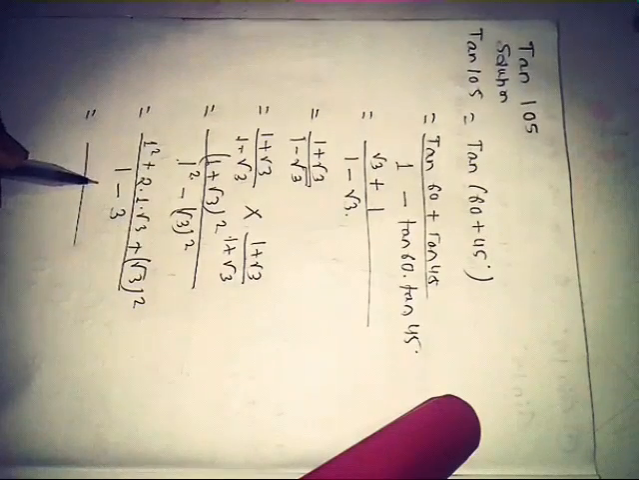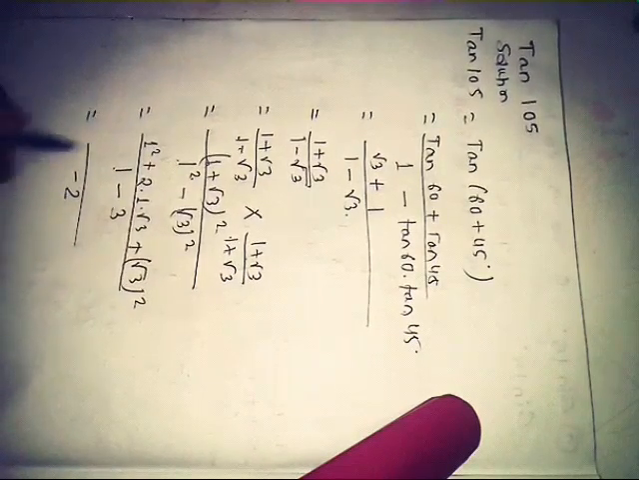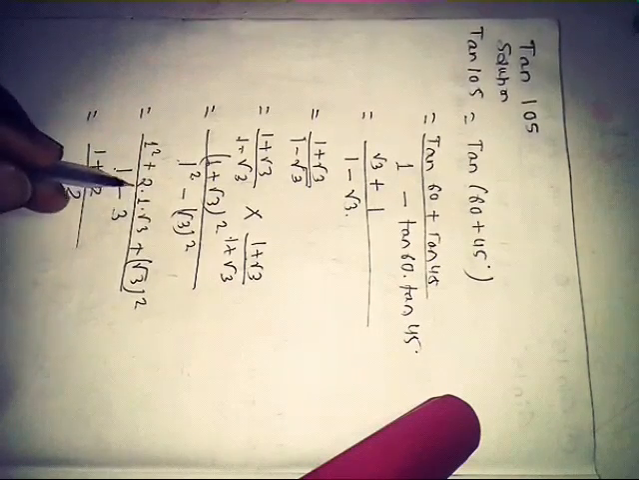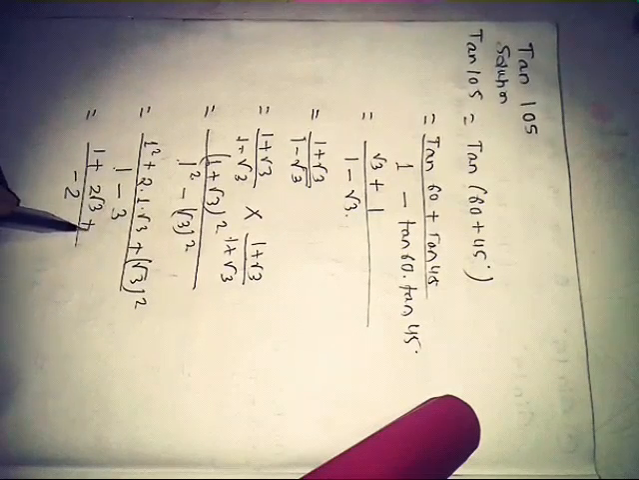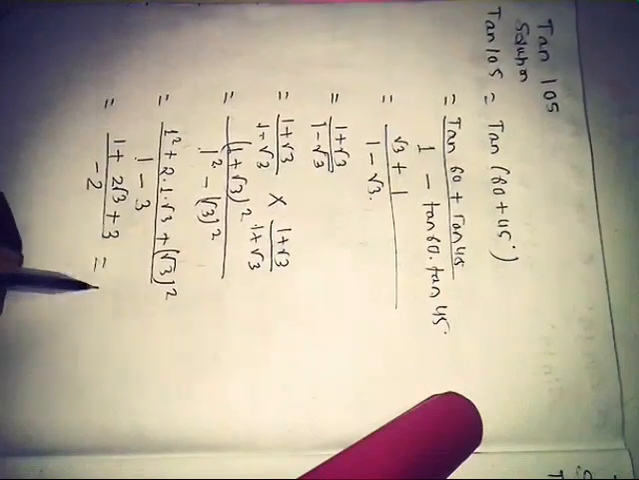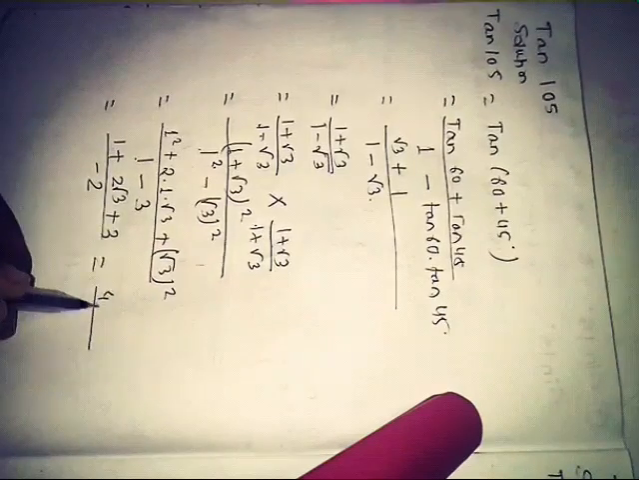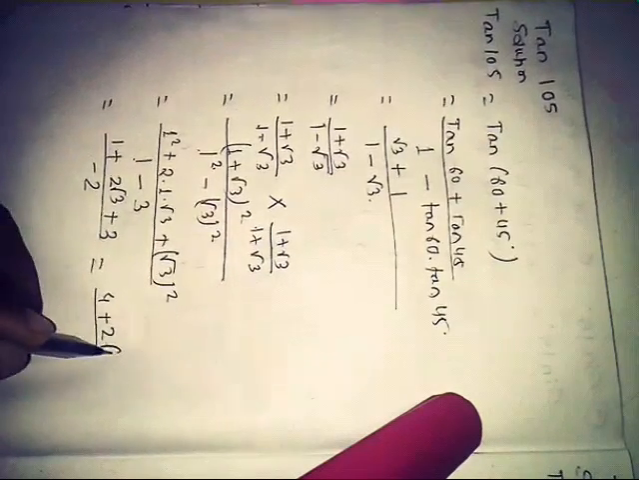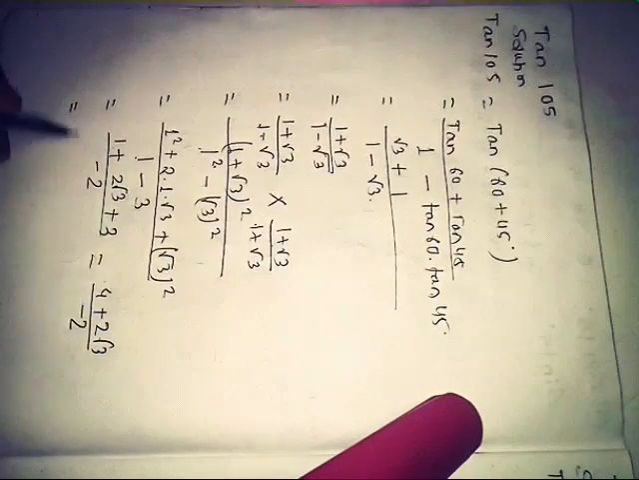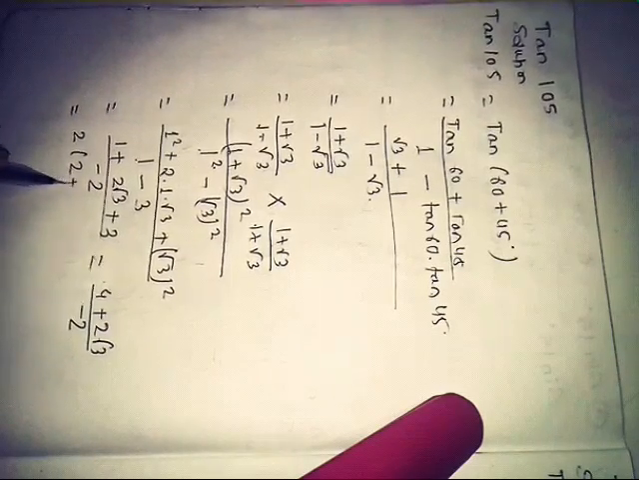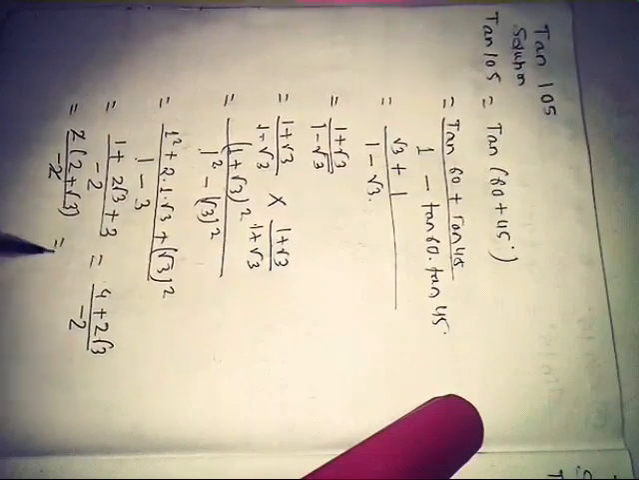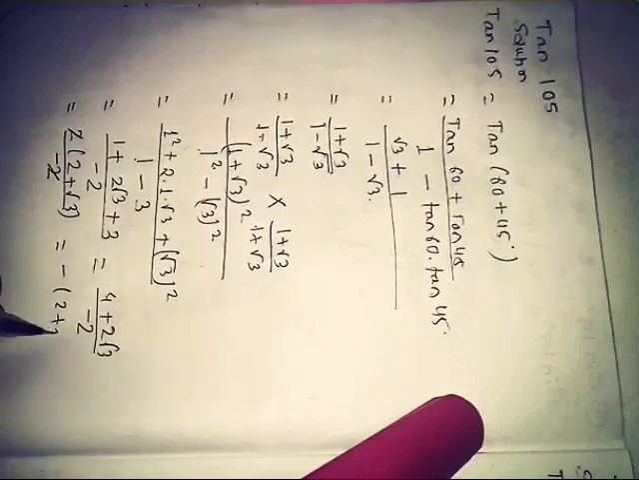So the value of 1 minus 3 is minus 2. In the numerator, 1 square is simply 1, plus 2 root 3, plus root 3 square, which is 3. So 3 plus 1 is 4, and we have 4 plus 2 root 3 divided by minus 2. Now if we take 2 common, we have 2 into 2 plus root 3, divided by minus 2. If we cancel this term, we finally get minus 2 minus root 3.